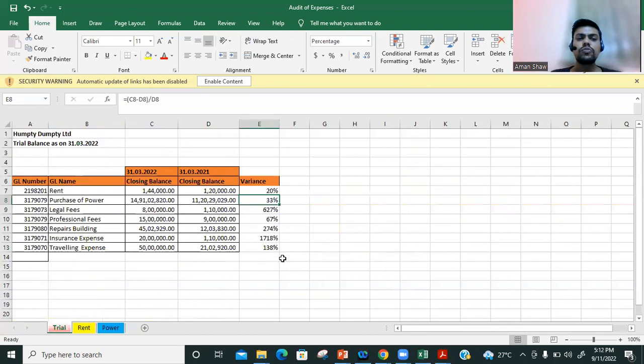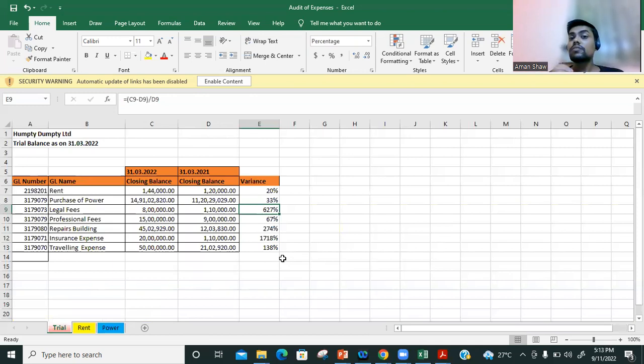Next, moving on. You got a flavor of how you will be checking rent, and how you will be checking power. Similarly, in legal expenses it is always recommended that you do not go with the concept of materiality. They might ask you in interview questions also whether the materiality threshold limit, like I told in the beginning of the video, will be applied in legal expenses or not.